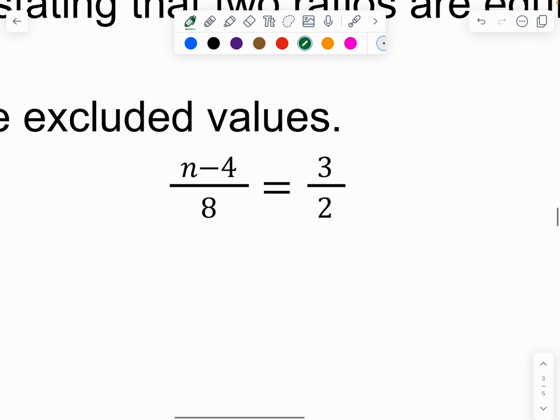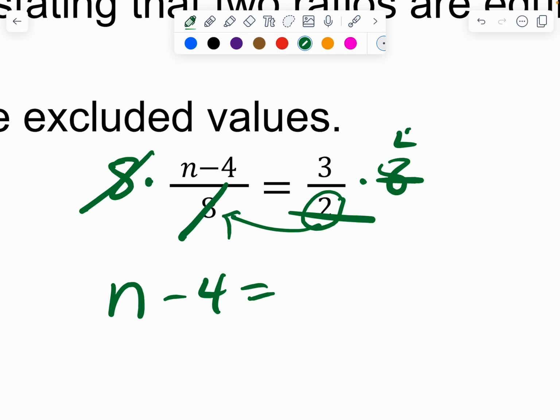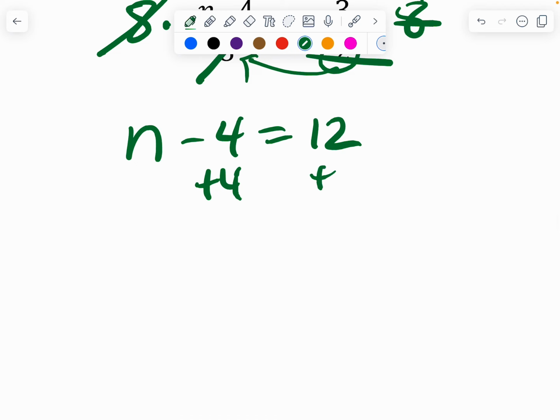Okay, so I'm going to come over here. Do it either way. I'm going to multiply by 8 on both sides. Why? Because that's the least common denominator. Doesn't 2 go into 8? So that's why I'm doing that. So this is going to cancel with this. N minus 4. 2 goes into 8 4 times, so I'm going to get 12. Add 4 to both sides. Get N equals 16.